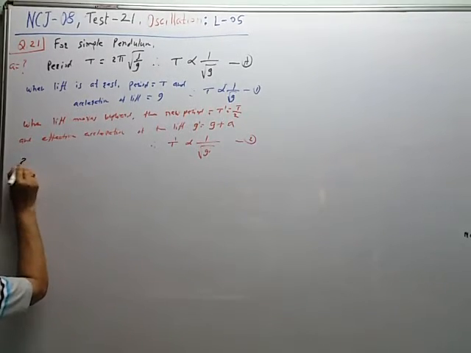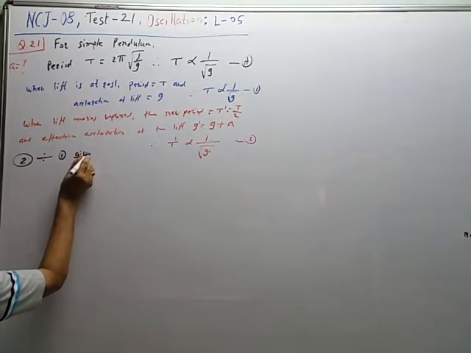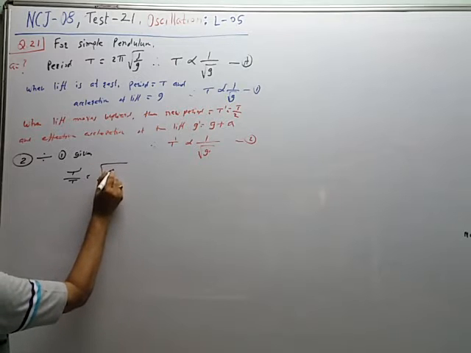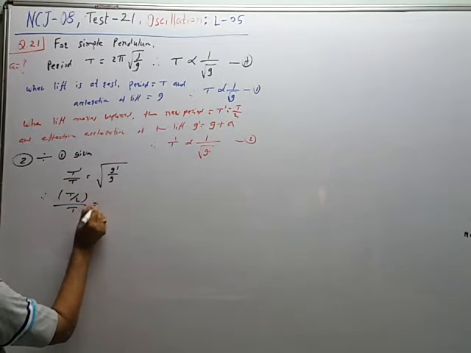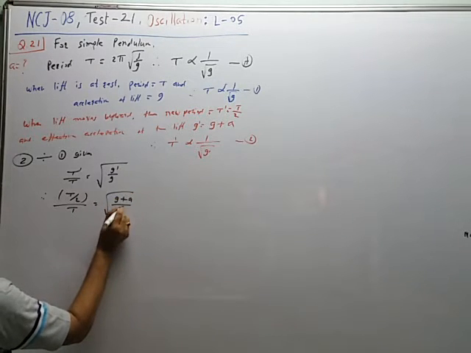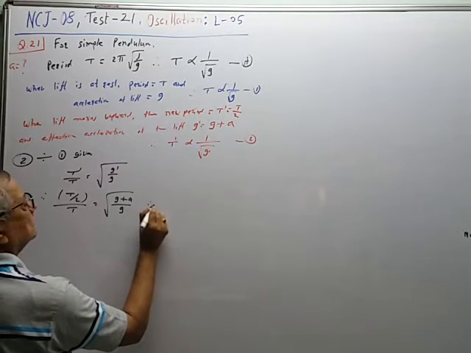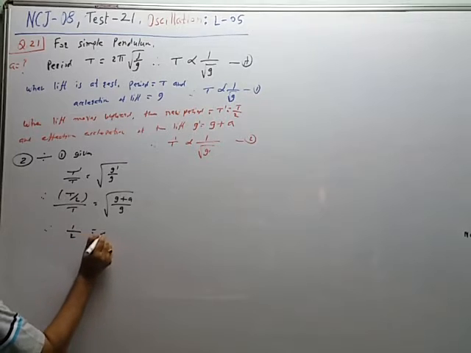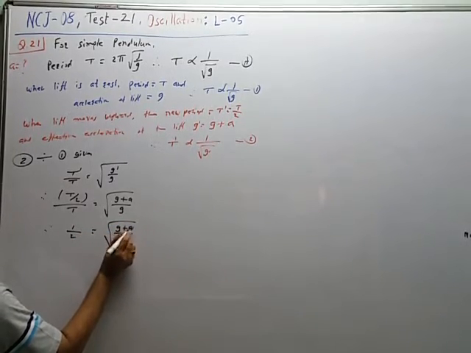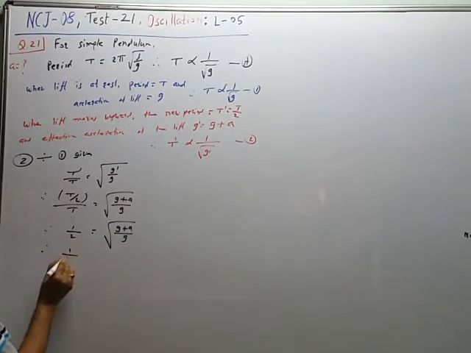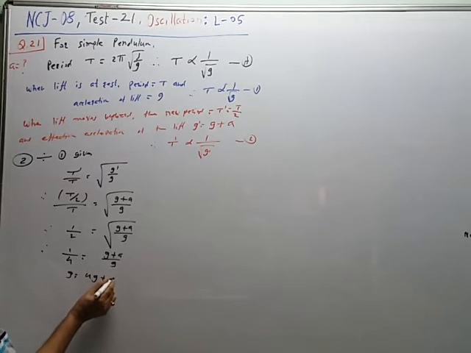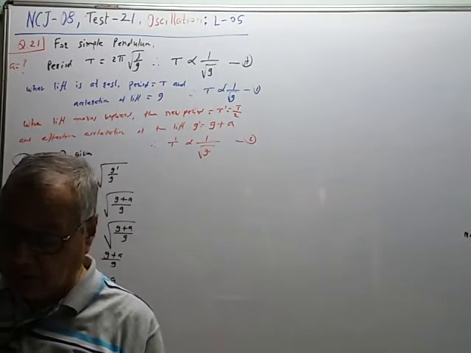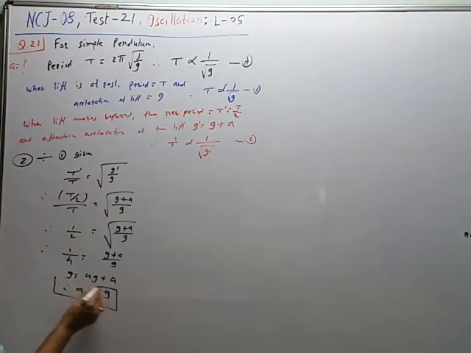So 2 by 1 gives T dash upon T is equal to under root G upon G dash. Therefore, T by 2 upon T is equal to under root G upon G plus A. Therefore, 1 half is equal to under root G upon G plus A. Squaring, 1 by 4 is equal to G by G plus A. Therefore, G plus A is equal to 4 G. Therefore, A is equal to 3 times G. So, the lift is moving with acceleration 3 times G.